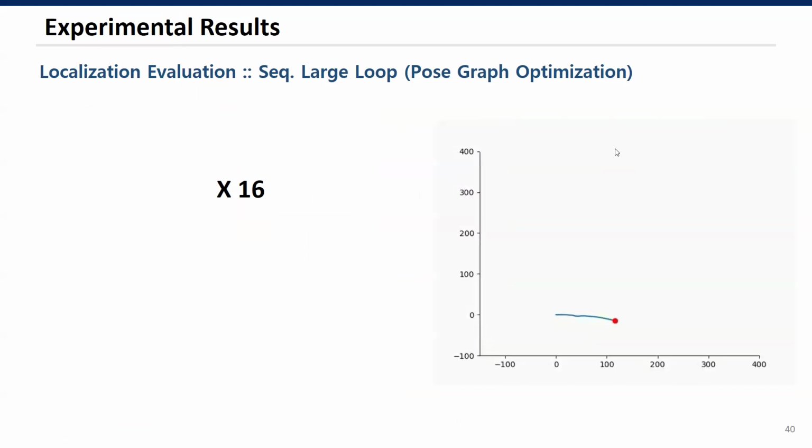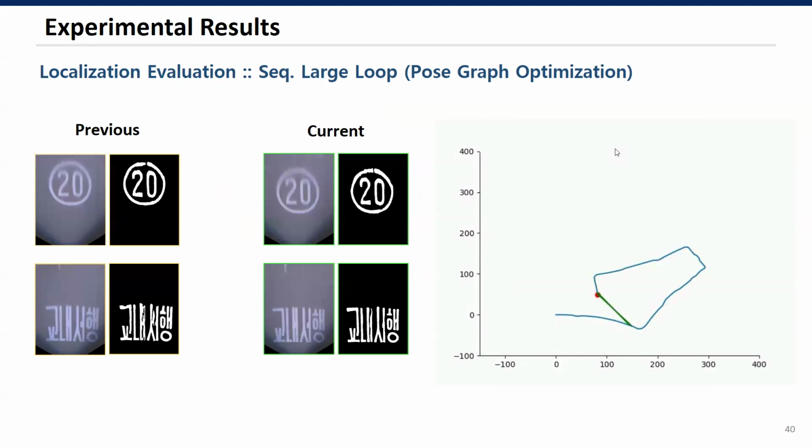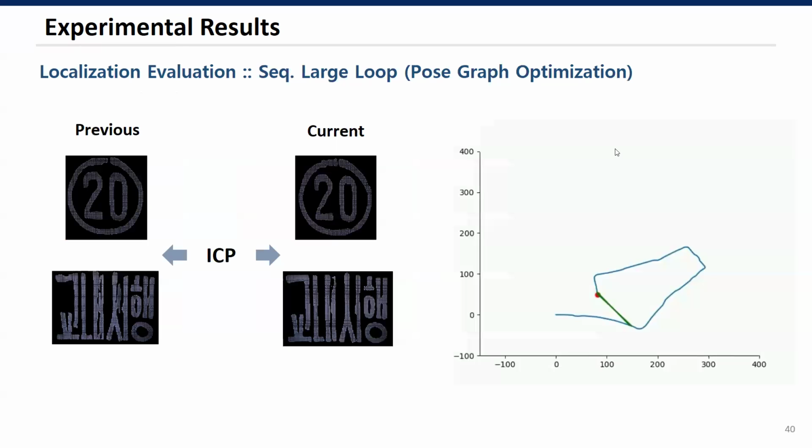This is a pose graph optimization demo video for sequence large loop. If the robot revisits the same SGF location, pose optimization achieves zero SGF matching.